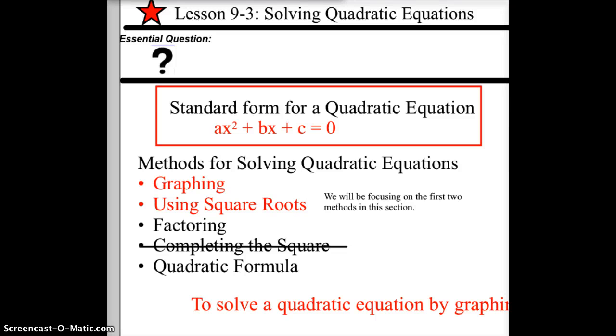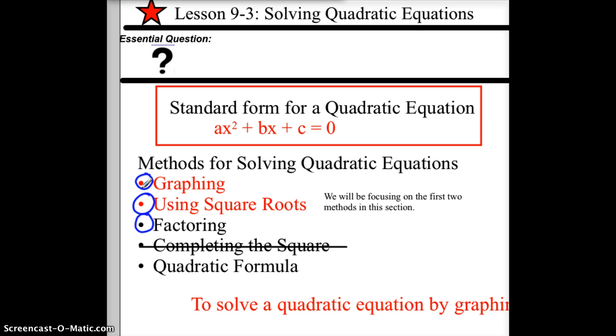In section 9.3, we're going to be figuring out how to solve quadratic equations. We're also going to be doing that in 9.4 and 9.6. The reason we're doing it in multiple sections is because there's multiple ways to solve quadratic equations. So I'm going to put the essential question down here, but then I'm going to go to my graphing calculator to give you a bigger picture of what we're going to be doing in this section and sections to come.